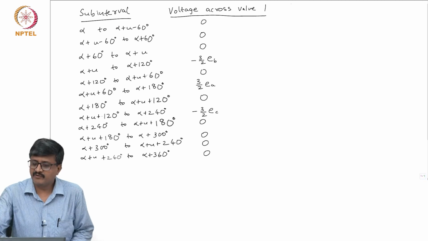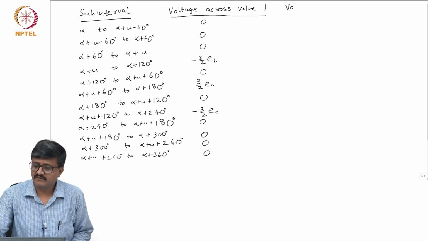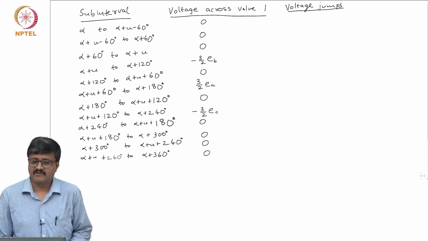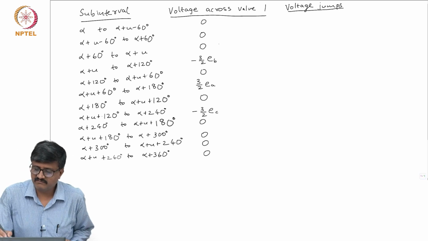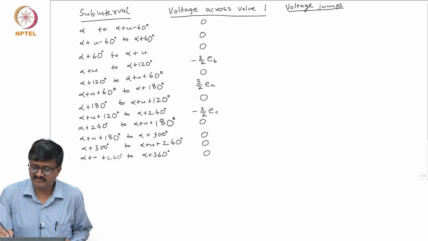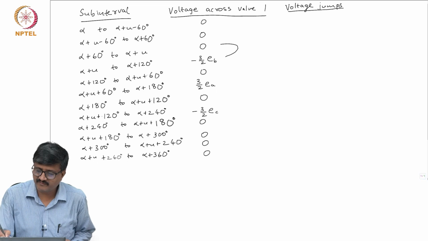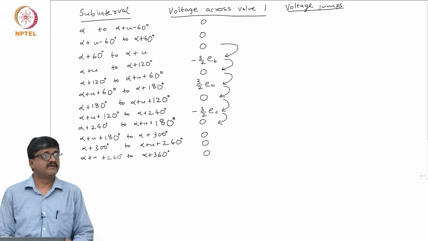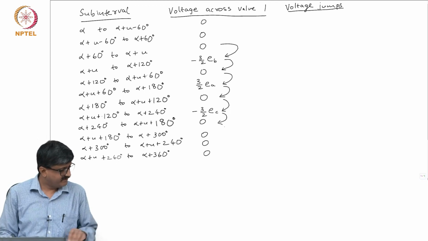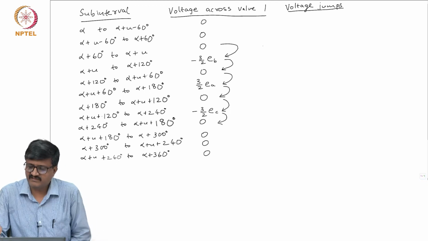So if I want to know what are the voltage jumps, we see that there are how many jumps? 1, 2, 3, 4, 5, 6 jumps. So from here to here, here to here, here to here, this one, and finally this one. So I'll directly write the expression for these 6 voltage jumps.